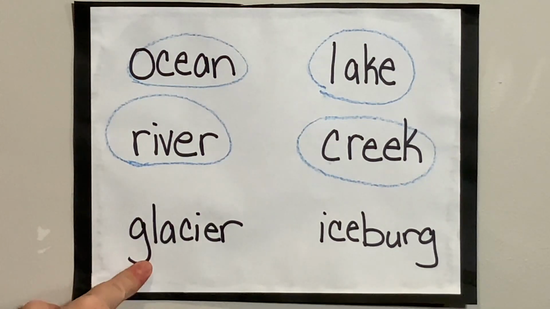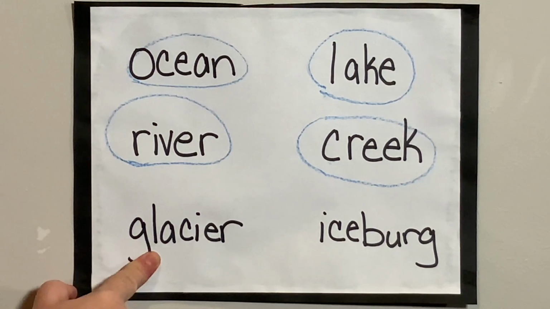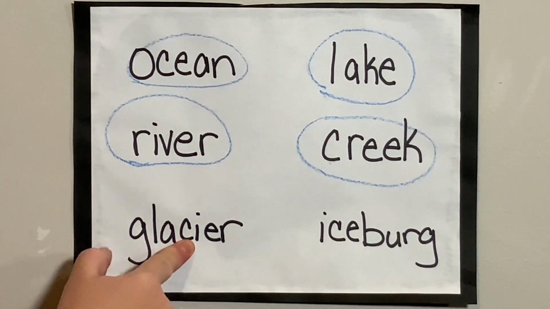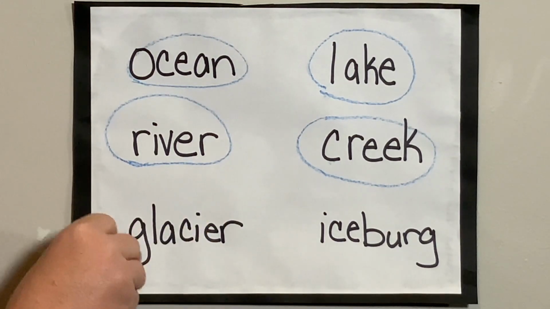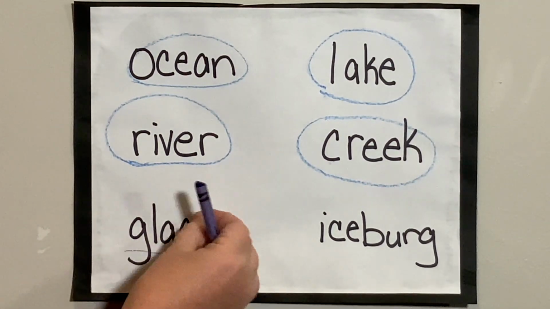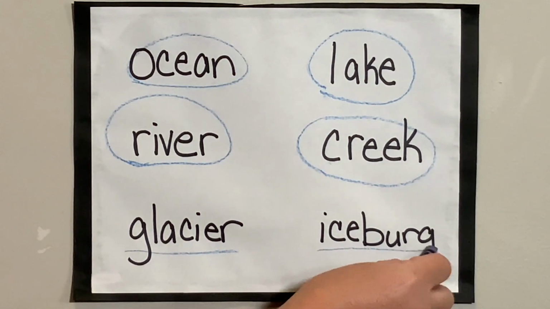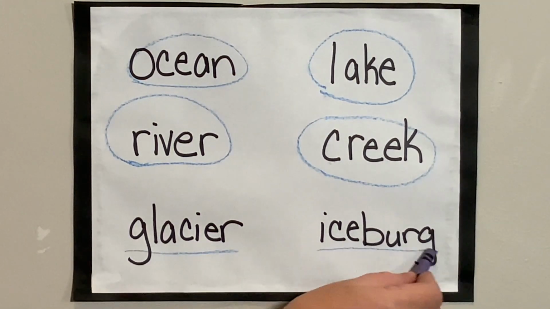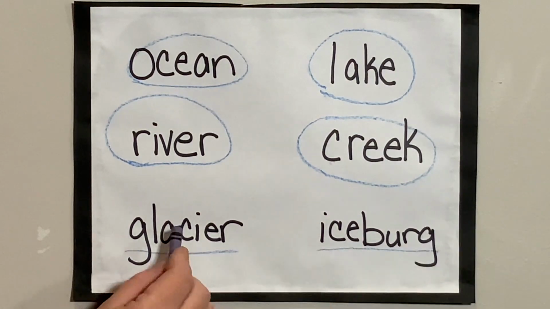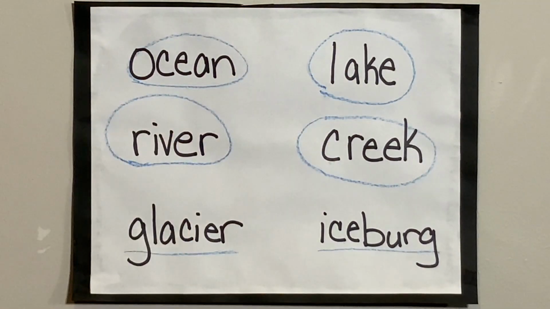And then what about a glacier? Glaciers are these big frozen rocks. So that would be what? If it's frozen, if the water's frozen, that would be in a solid state. And sometimes when pieces of the glacier break off, it makes an iceberg, which would also be water in a solid state. So these two are landforms, and these four are bodies of water.